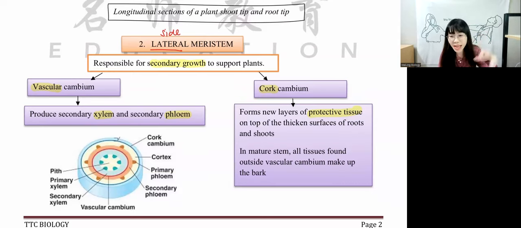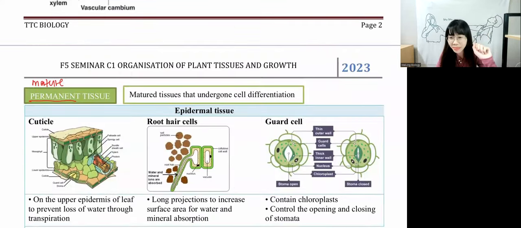In lateral meristem, we have two different cells that carry out secondary growth. So the first cambium that we have is what cambium? The first cambium is vascular cambium. Okay, whenever we think about vascular, we have to think of what? Vascular related to xylem and phloem. Very good. The other one, cork cambium, C-O-R-K, remember as a protective tissue.